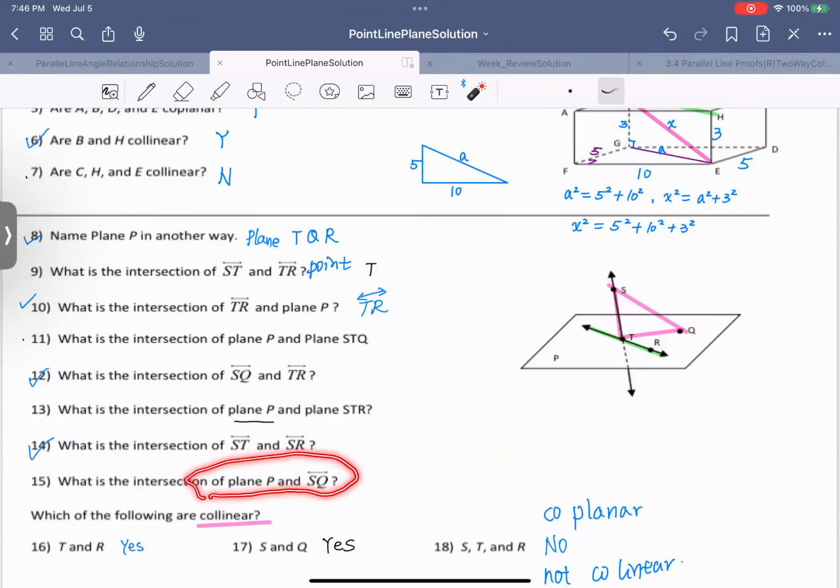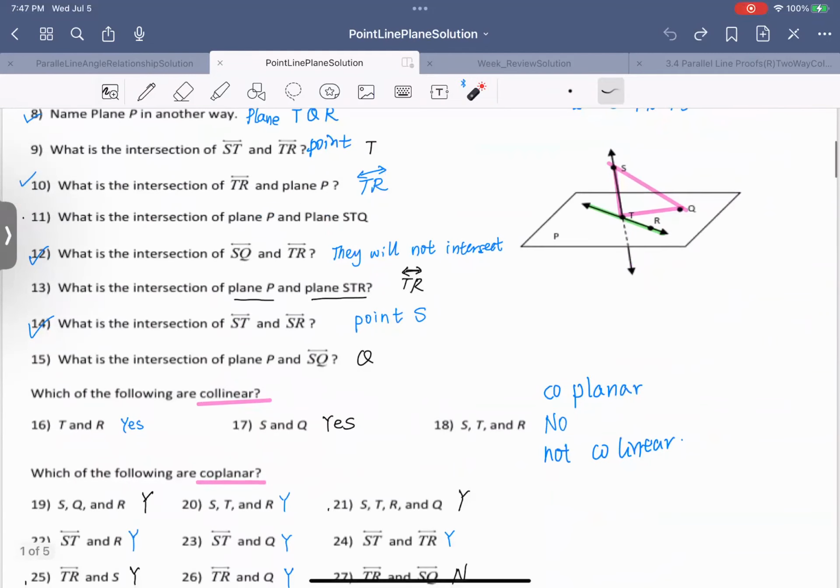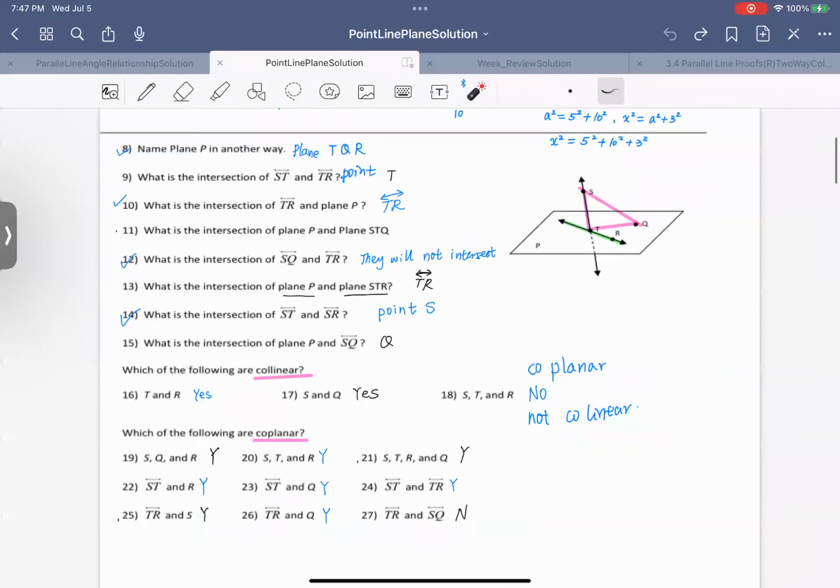What is the intersection of plane P and SQ? Plane P and SQ. SQ will go down here, right? SQ is going down here. It crossing with the plane at point Q. So point Q, that's the answer. Does this make sense? Yes. Yeah, maybe because the first time we see this, we feel confused. After we do this, we will feel way better.